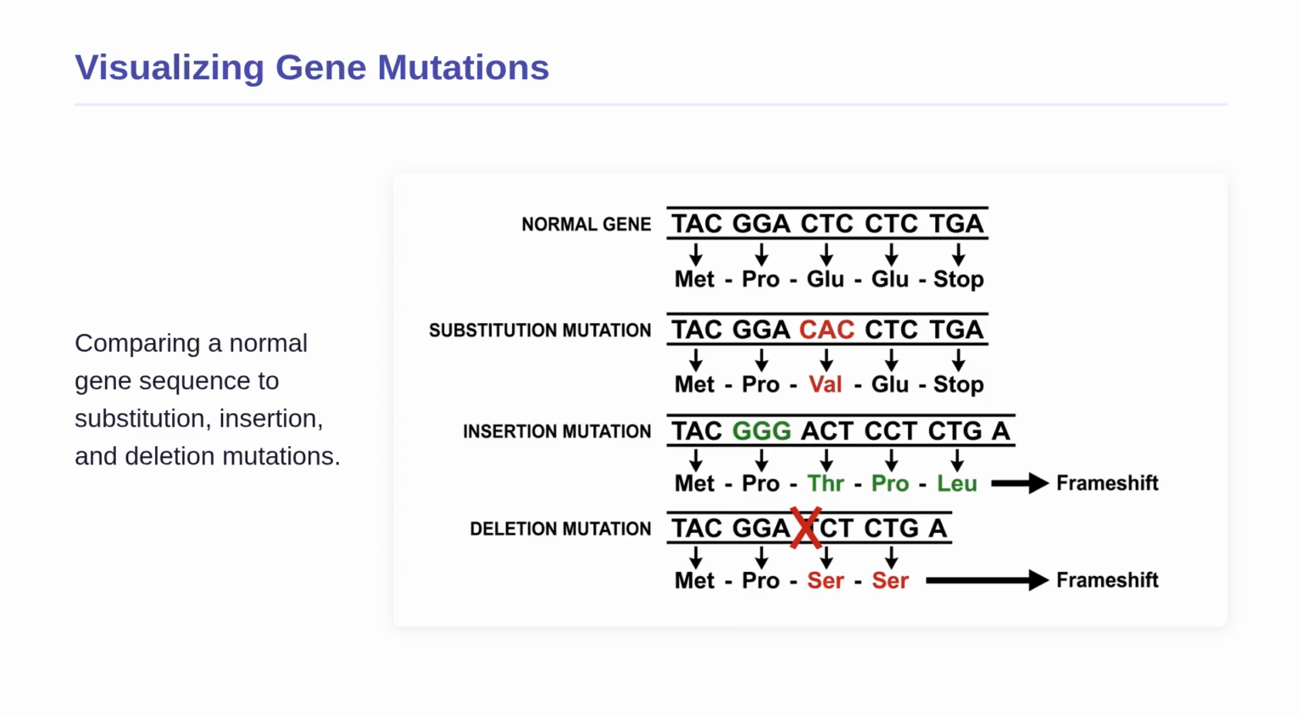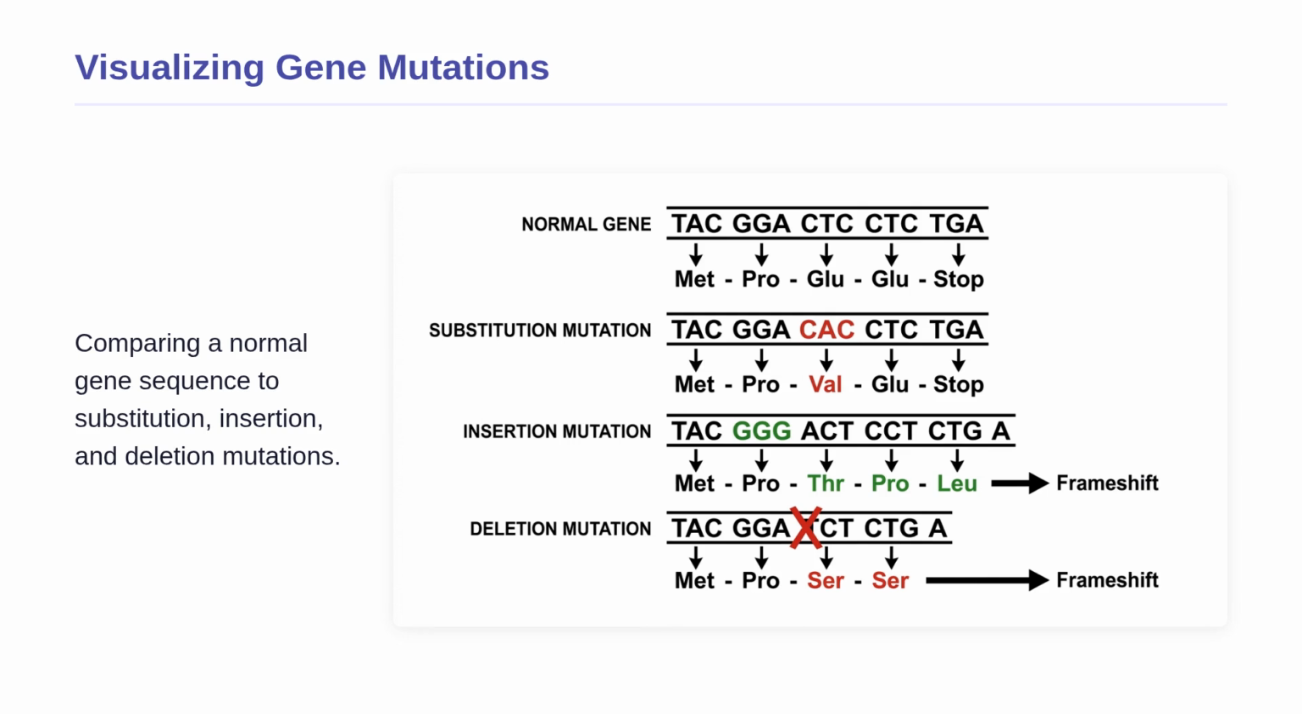To solidify our understanding, let us look at this diagram illustrating the different types of gene mutations we have discussed. At the top, you see the normal gene sequence, neatly divided into 3-letter codons, each translating into a specific amino acid, ending with a stop codon. Below that, on the left, we see a substitution mutation. Notice how a single base is swapped, highlighted in red, which changes only one amino acid, from glutamate to valine.